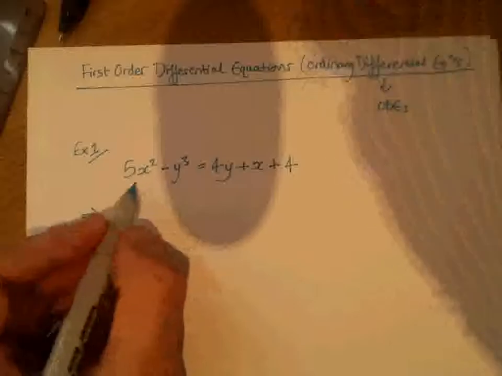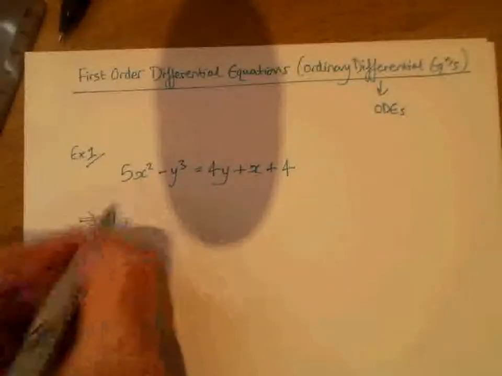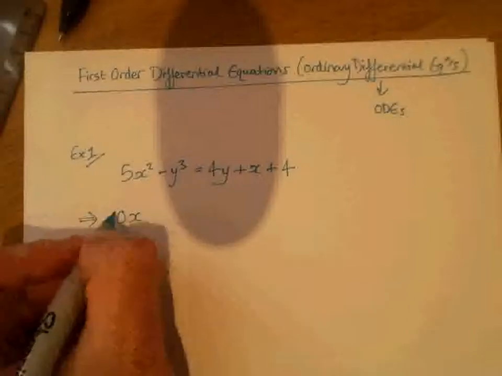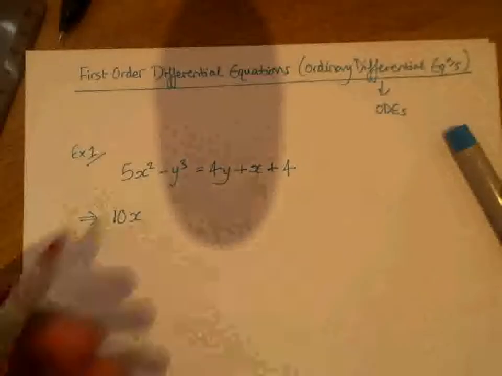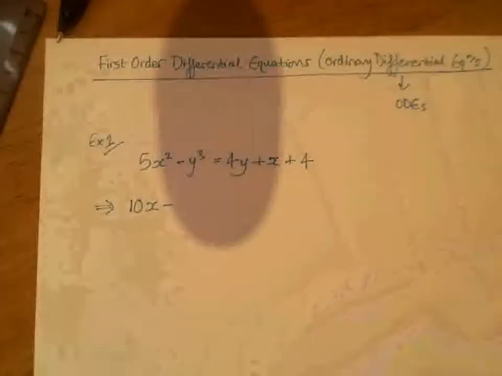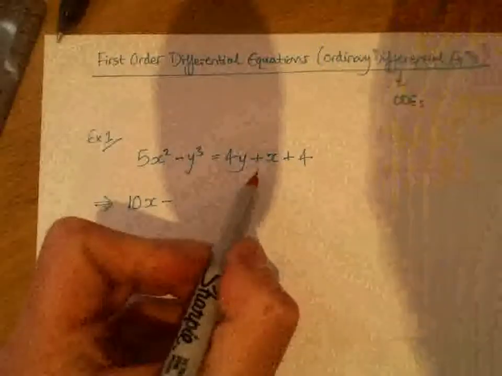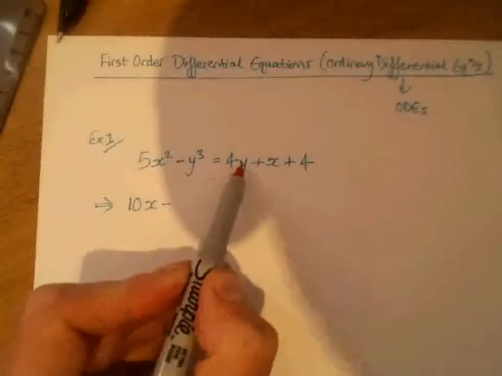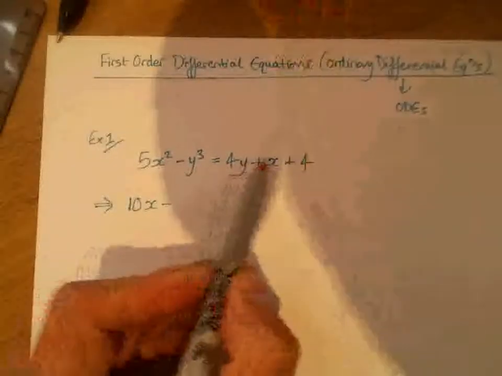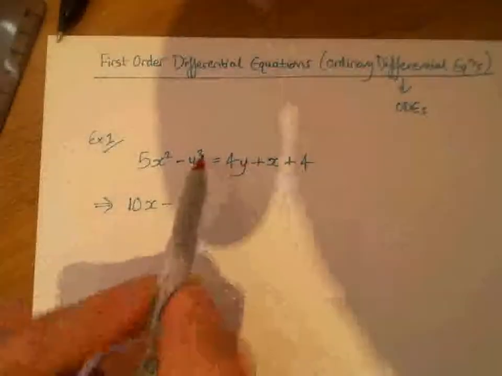Let's see what happens when we differentiate with respect to x. So 5x squared, differentiate that with respect to x, we get 10x minus, now we've got y cubed, and what I perhaps should have said at the outset is that it's implicit, it's implied that y is, in this case, a function of x. Okay, it's not just acting as a constant.